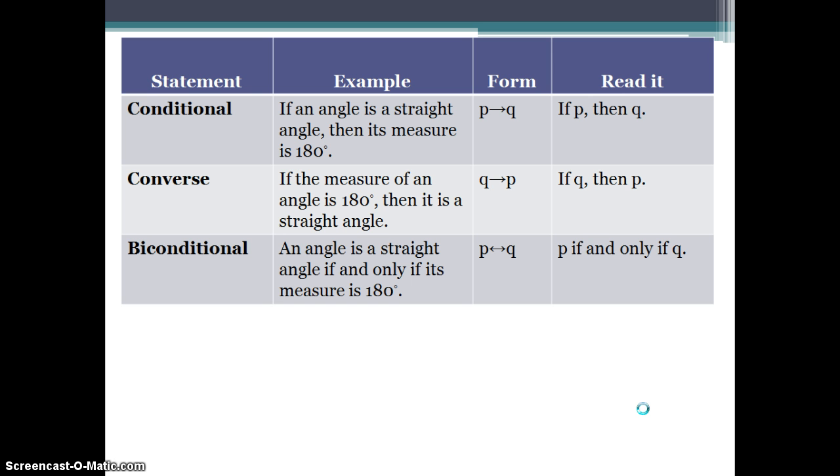So here is a chart showing the three things that we went over. Conditional statements, which are if-then statements, converse statements, which are flipping the hypothesis and the conclusion. So here's hypothesis, conclusion, here's conclusion, hypothesis. And then the biconditional, which allows you to go both ways. That's why the arrow is pointing both ways, because it means whether you read it this way or this way, it's going to be true.